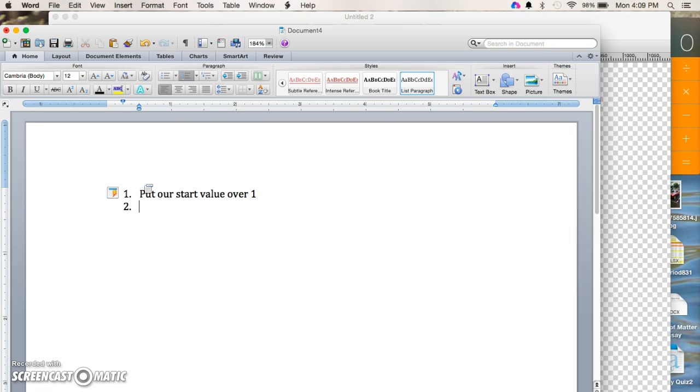Step number 2. We are going to find conversion factors with the same unit.